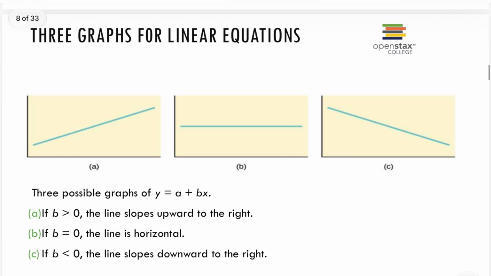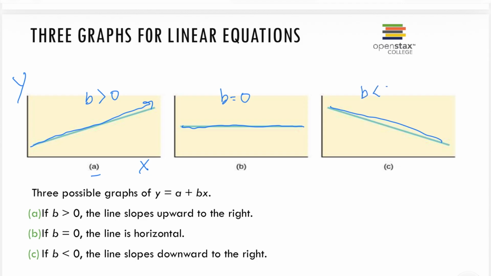You can see some various graphs. When the slope is positive, it goes up. When it's horizontal, that means it's steady. So again, the slope is greater than 0. Where it's horizontal, the slope is 0. And when it goes down, that means the slope is less than 0, so it's negative.